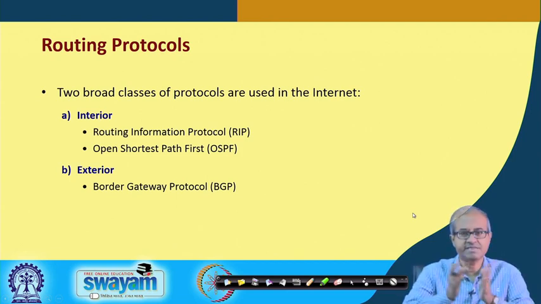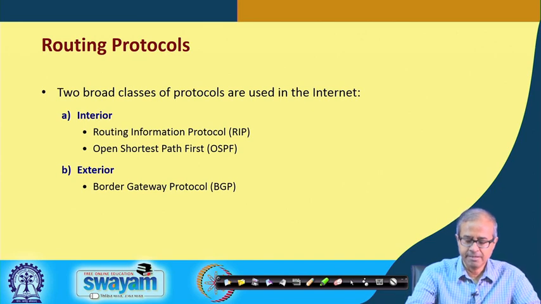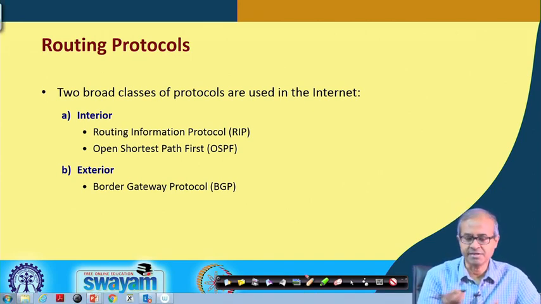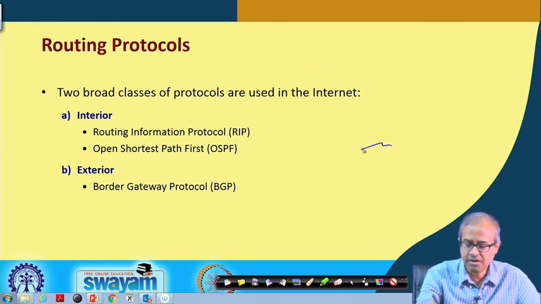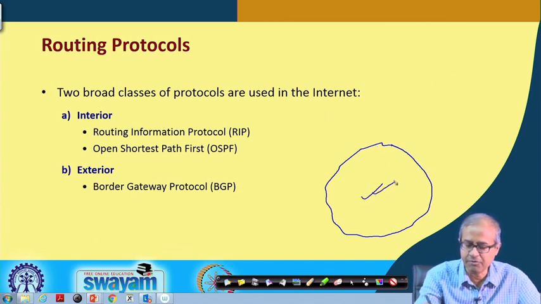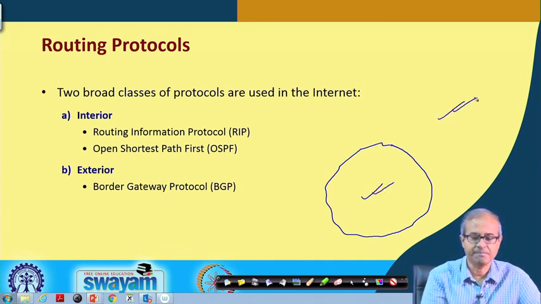First, as I said, we would be distinguishing between two different classes of routing protocols. One is called interior, one is called exterior. You see, by the very name interior exterior, you can understand we are talking about some kind of a boundary, that whether we are inside the boundary or outside the boundary.